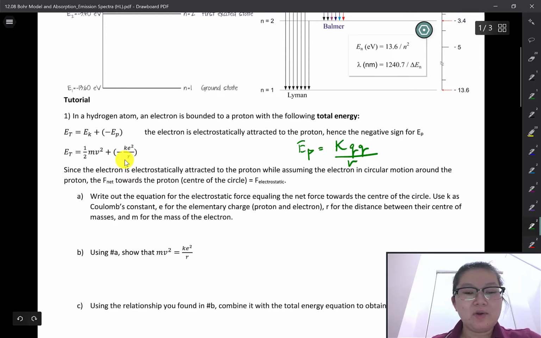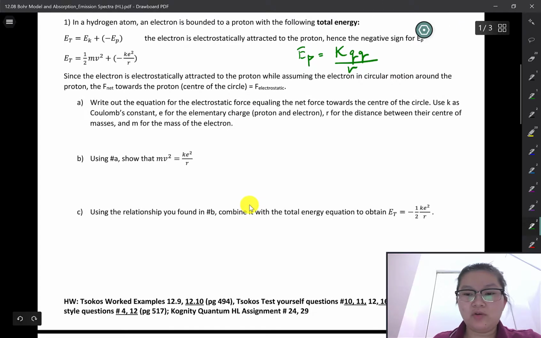Okay? So what we want to do now is to show, ultimately, that the total energy is 1/2 ke squared over r. Why is that the case? Well, let's get on and do this. Write out the equation for the electrostatic force equaling the net force towards the center of the circle.